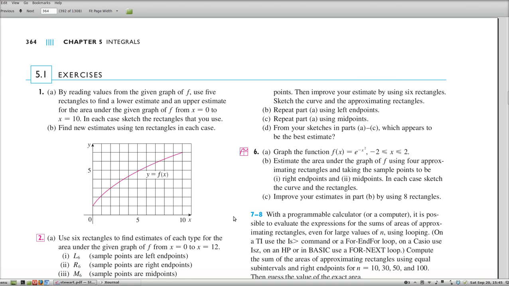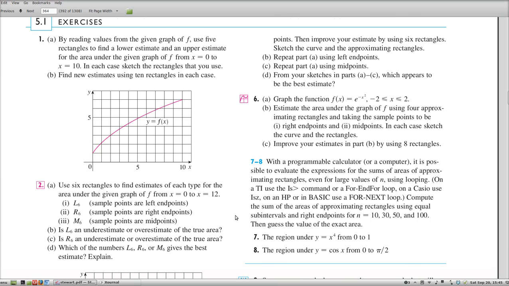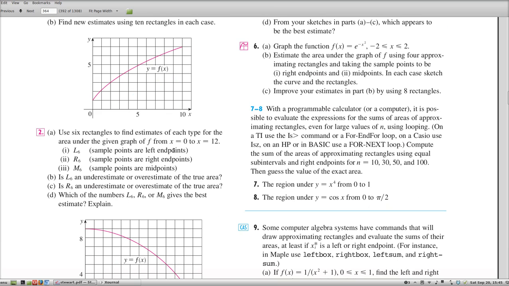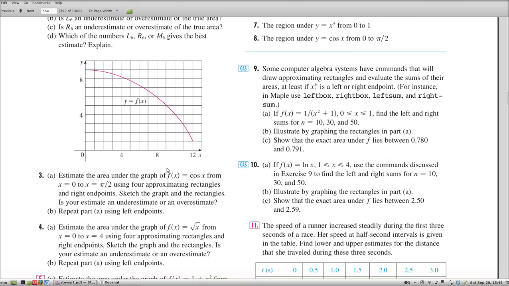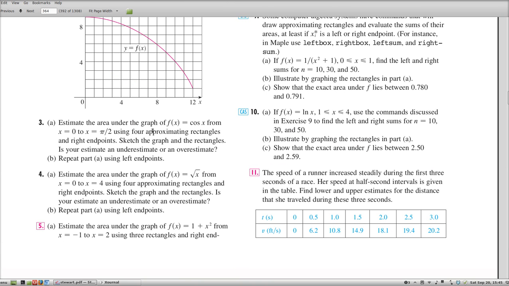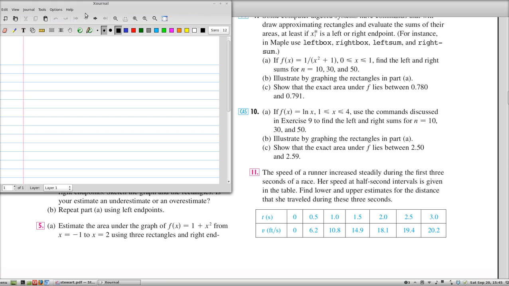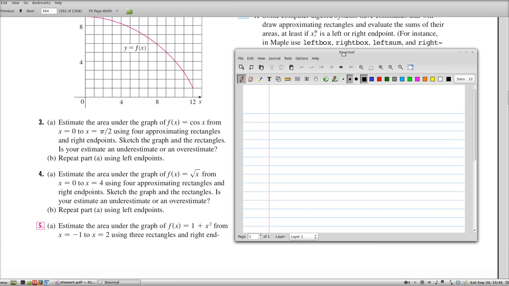So let's just look at a few of these. Which one looks good? I hate these picture things. Estimate the area under the graph of cosine. This is pretty good. So number 3 is pretty typical. So let's do these, number 3, and let me switch this thing to graph paper.